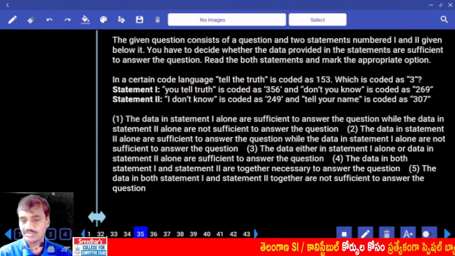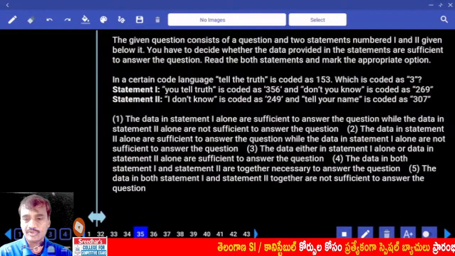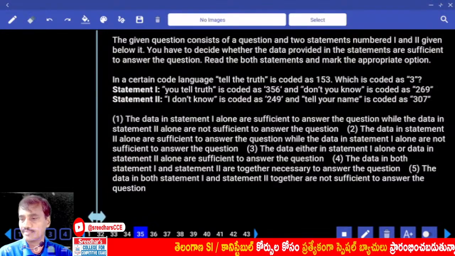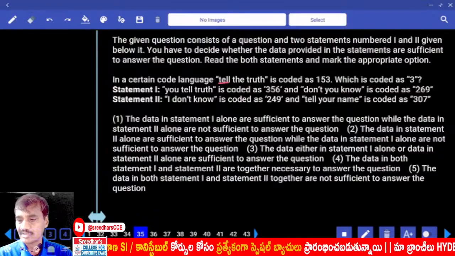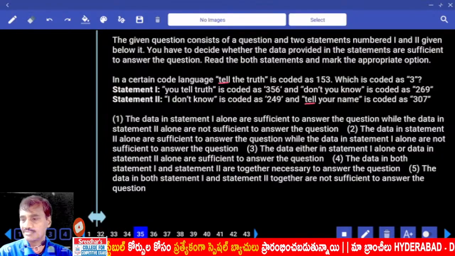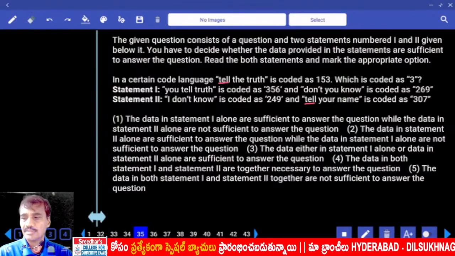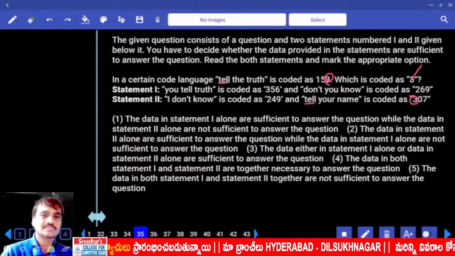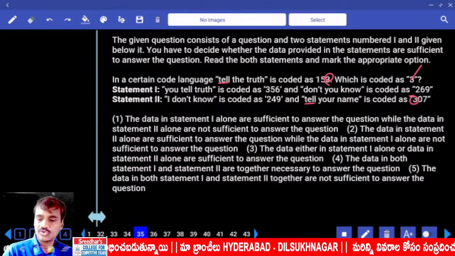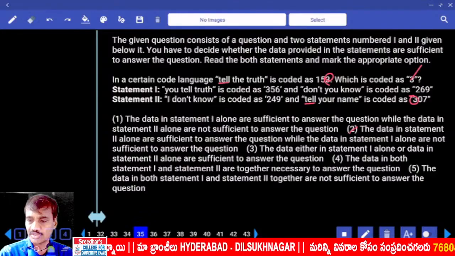Then if you look at 2 alone, tell your name. Which is common here? Tell is common. As tell is common, what is the code that is common? 3 is common, and the code for tell is 3. Done? Hence what is your answer? Only 2 alone. Choice 2 is the answer.